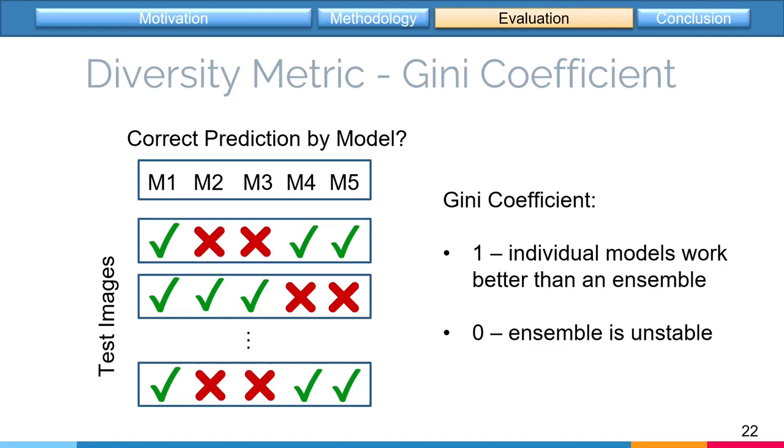The Gini coefficient is a value between 0 and 1. When it is equal to 1, then individual models work better than an ensemble. If it is 0, then the ensemble is unstable. A value in between, like 0.5, could indicate that the models agree just enough to achieve correct classifications under faulty conditions. Now, the Gini coefficient has been used in other aspects of machine learning, but we are the first to use it for machine learning reliability.